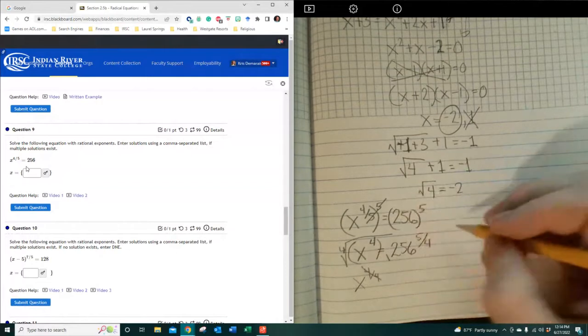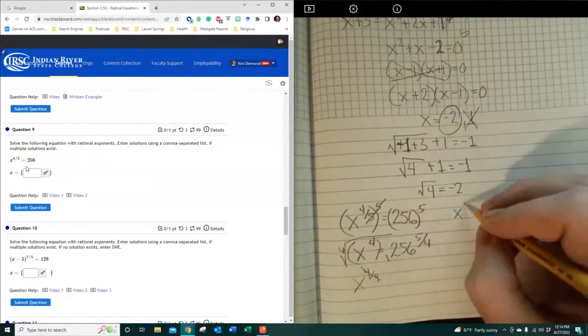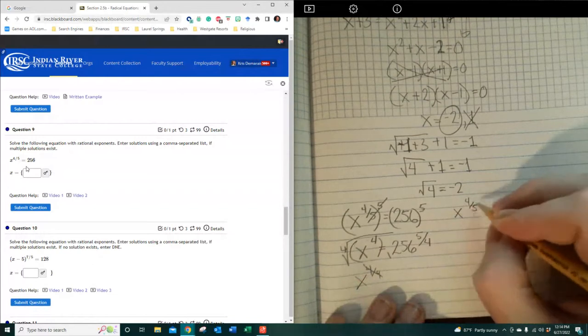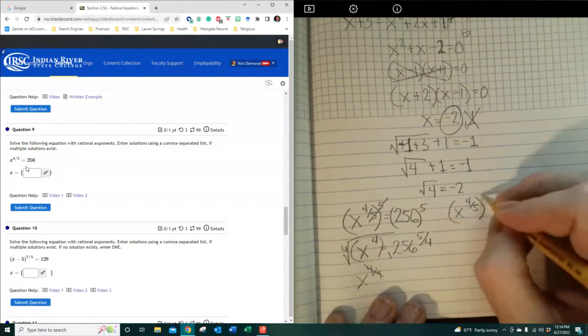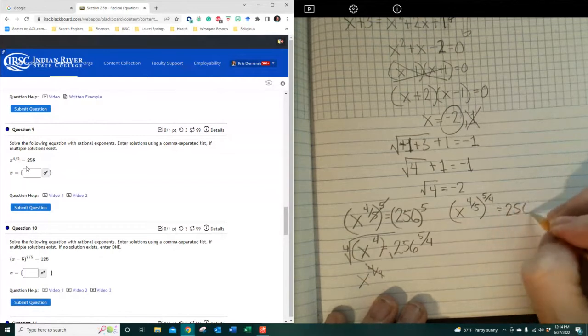Now, rather than doing it that way, there's probably a little easier way, because that seemed a little confusing. If you have a power that's 4/5, why don't we just raise it to the 5/4 power? It's the reciprocal. That seems to be a little easier to use, that concept.